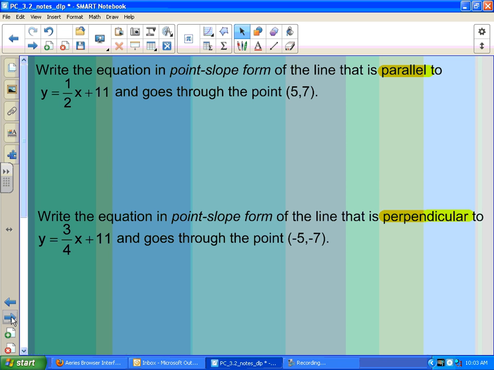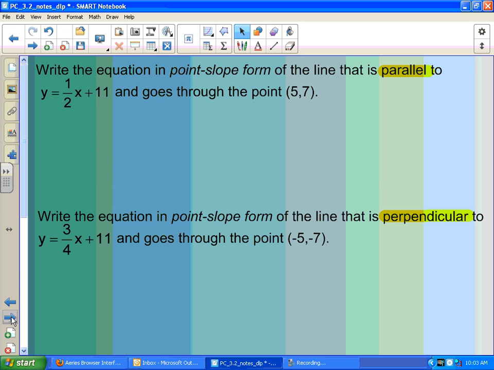Parallel. What do you remember? Parallel, perpendicular. What do we remember about those things? Good job. Which ones have the same slope? Parallel ones do. And what are perpendiculars? They have opposite reciprocal slopes.